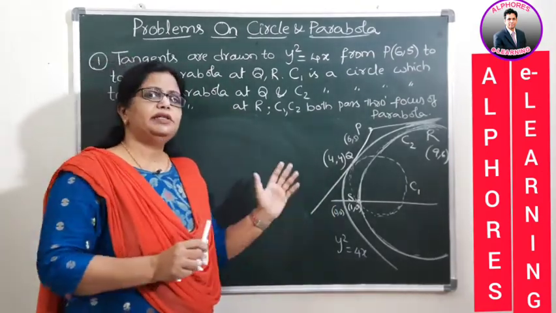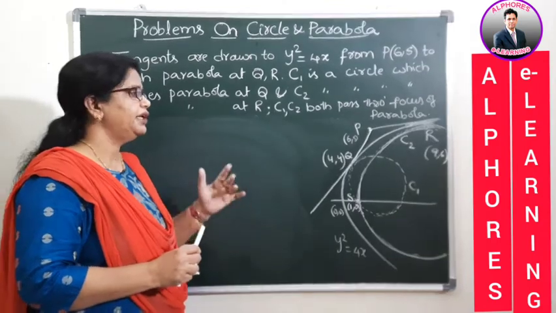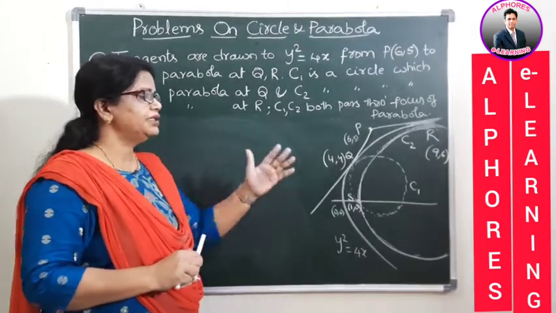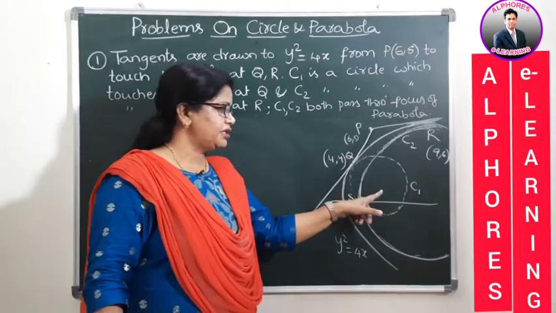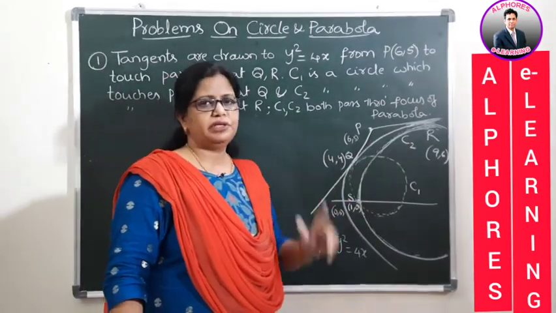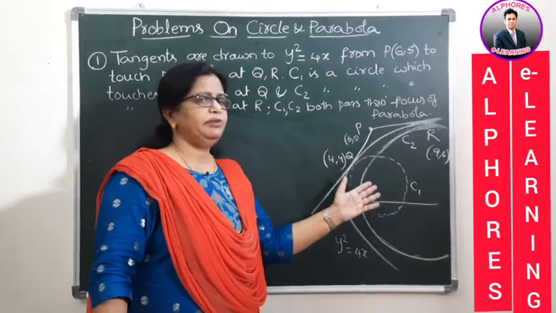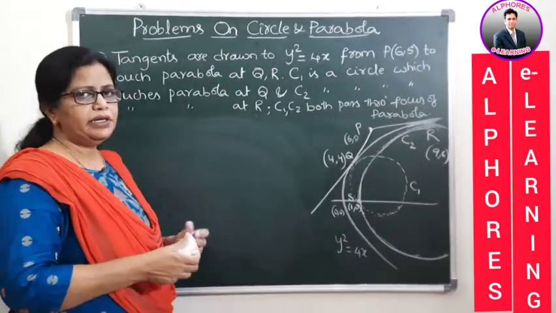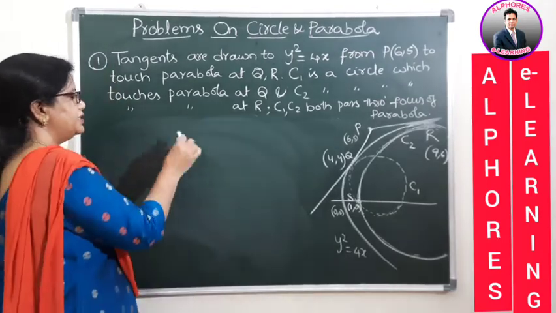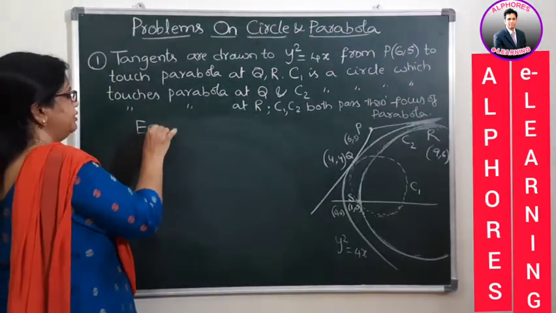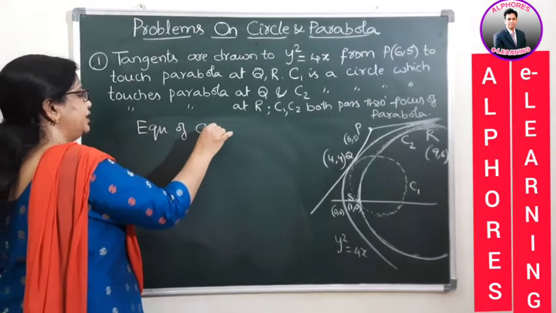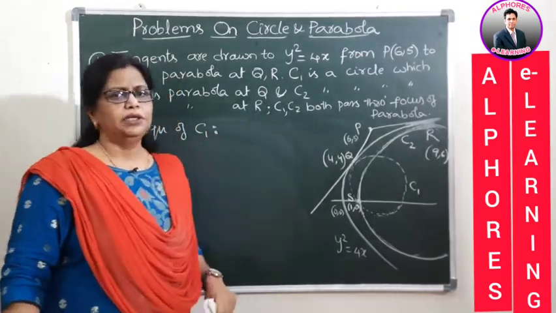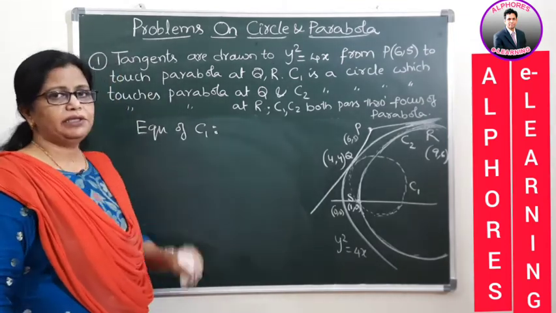The second question is the radii of circles C1 and C2, or they may ask about the equations of circle 1 and circle 2. So what is the equation of circle C1 and what about the equation of circle C2, or else they may ask about just the radii. Whatever it is, first we want to find the equations of circles C1 and C2. Let me find first the equation of circle C1. Whatever possibilities they may ask, I am doing here with this data. The first one is the equation of circle C1.